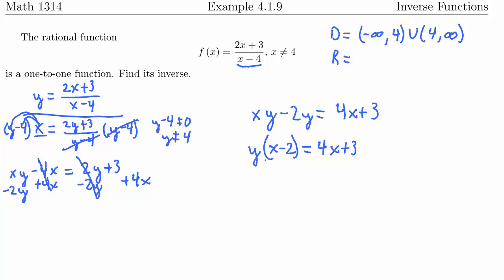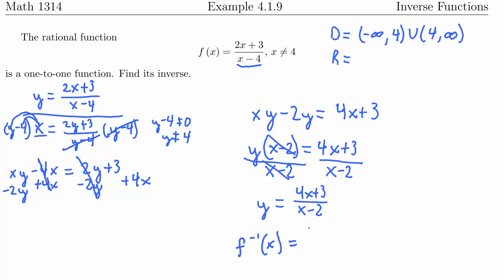At this point I need to get the y by itself. This is y times something, so I'm going to divide to get rid of that multiplication. So the x minus 2's cancel, and on the left hand side I'm simply left with y equals 4x plus 3 all over x minus 2. Now always write that out as f inverse of x is equal to 4x plus 3 all over x minus 2. And there's your function.